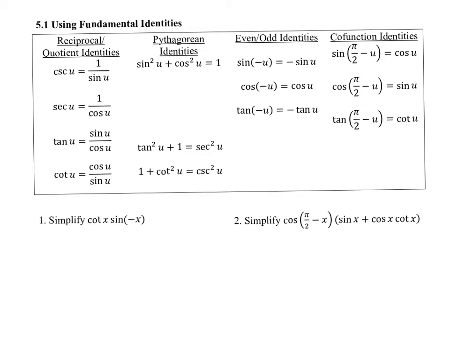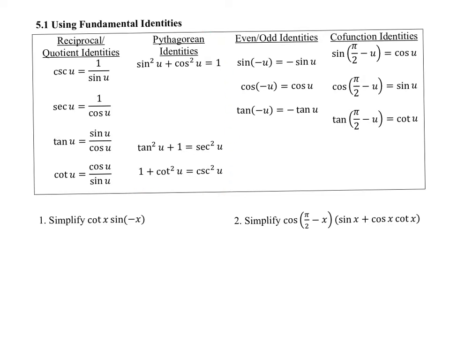In section 5.1, we're going to continue using the fundamental trig identities, except now we're going to add a few more, and we're going to use them a little bit more purposefully. So in the table, these identities are the reciprocal and quotient identities, which you will recall from chapter 4. Over here we have the Pythagorean identities.